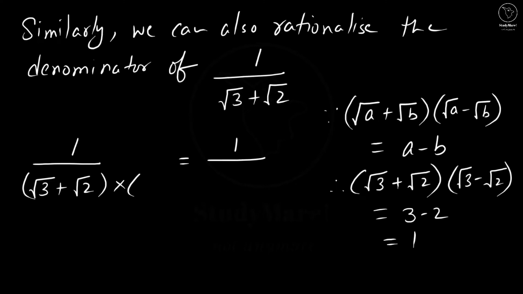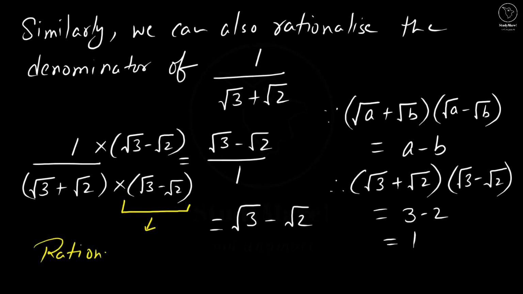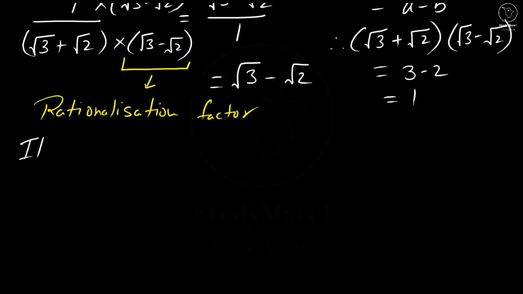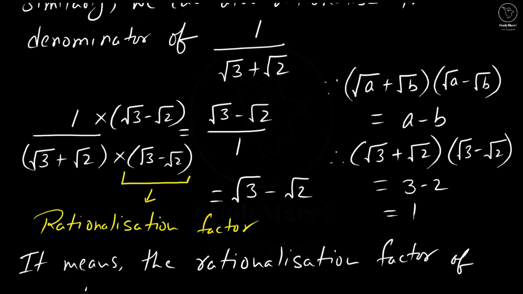So we multiply root 3 minus root 2 into the denominator as well as the numerator in the given expression. So we get root 3 minus root 2 by 1, which can be simply written as root 3 minus root 2. Here the rationalization factor is root 3 minus root 2. It means the rationalization factor of 1 by root a plus root b is root a minus root b, which we can use to solve all the similar questions which are in this format.